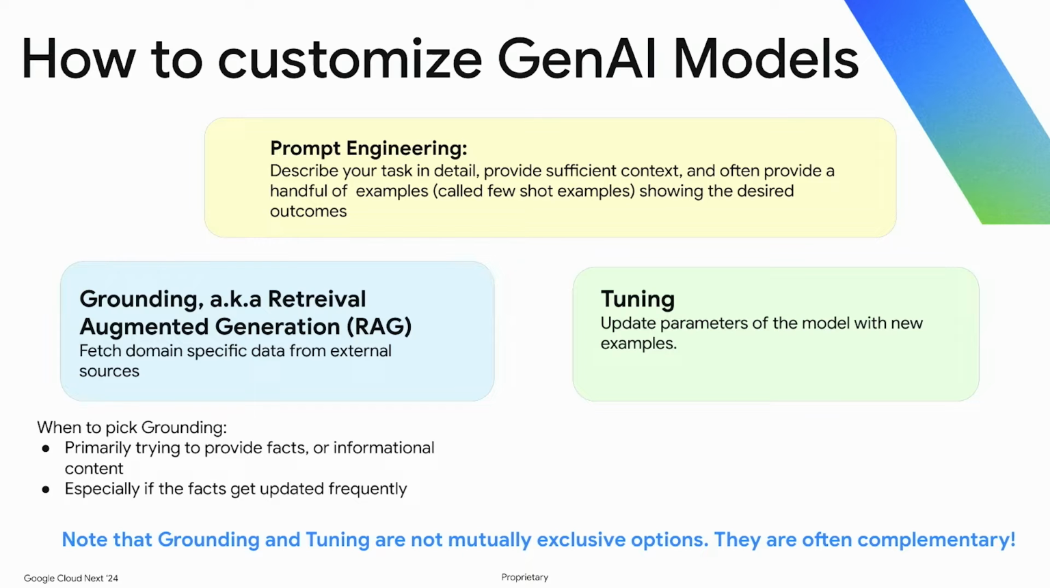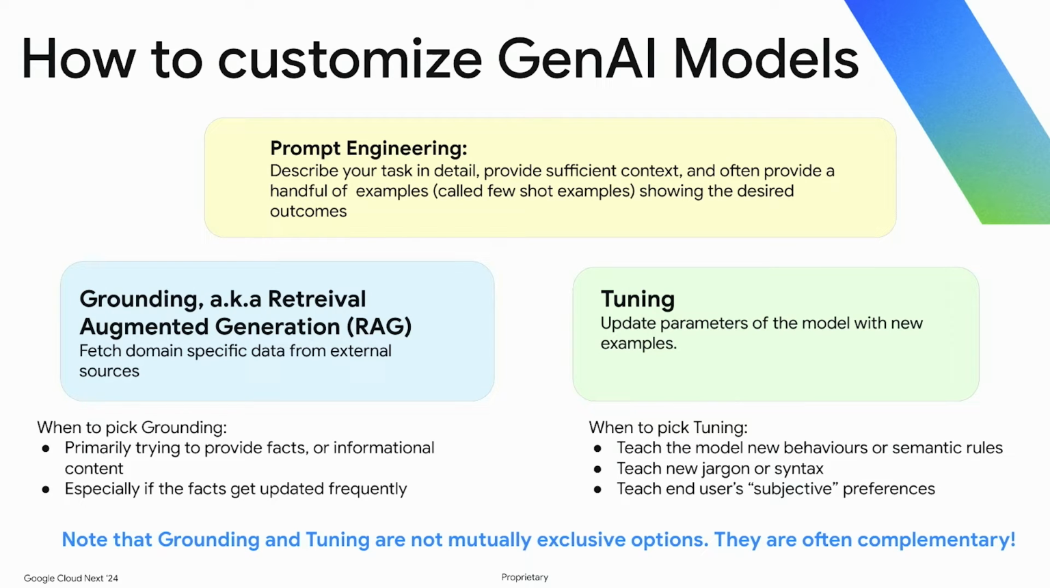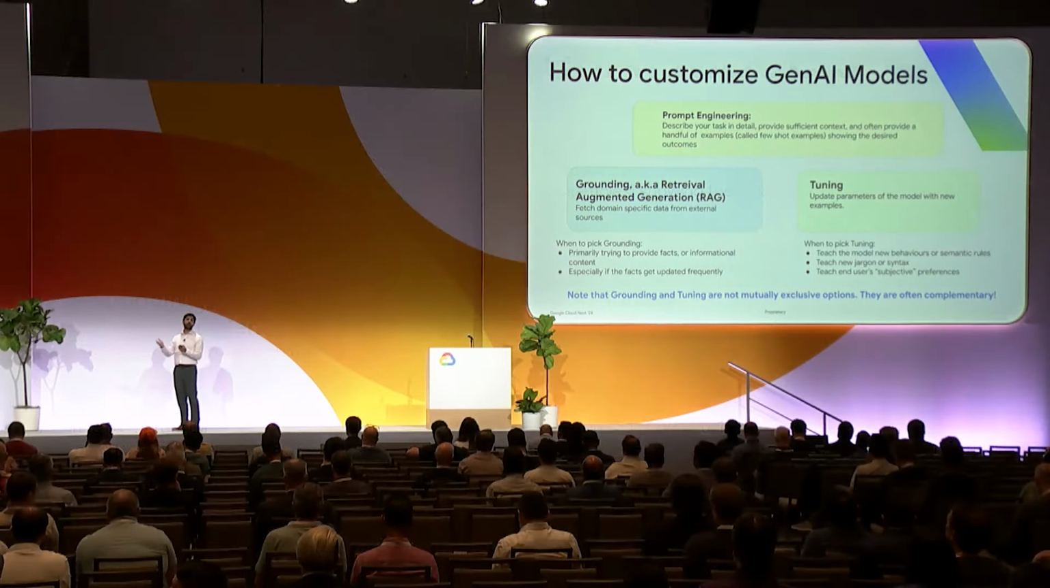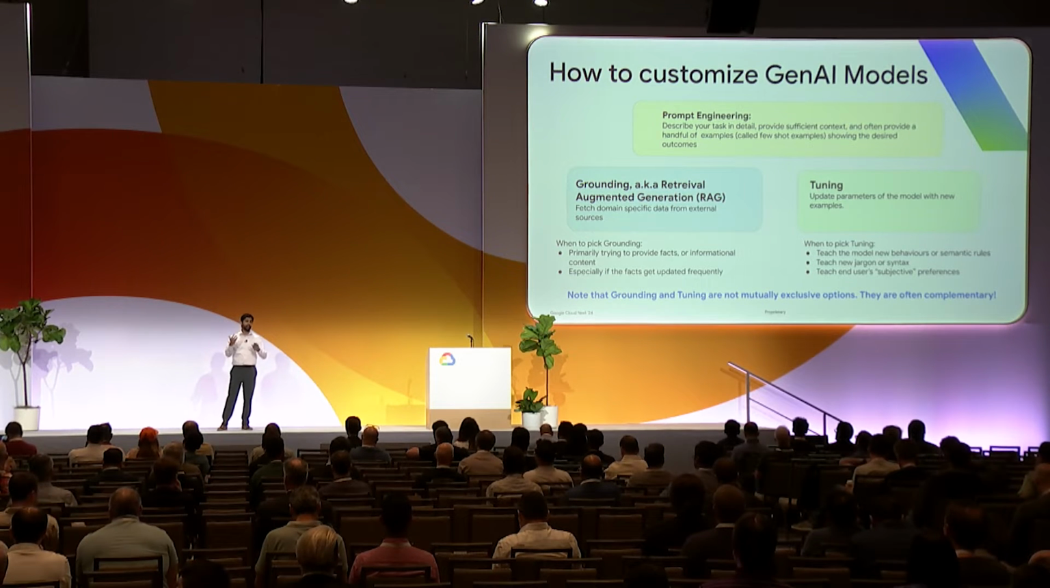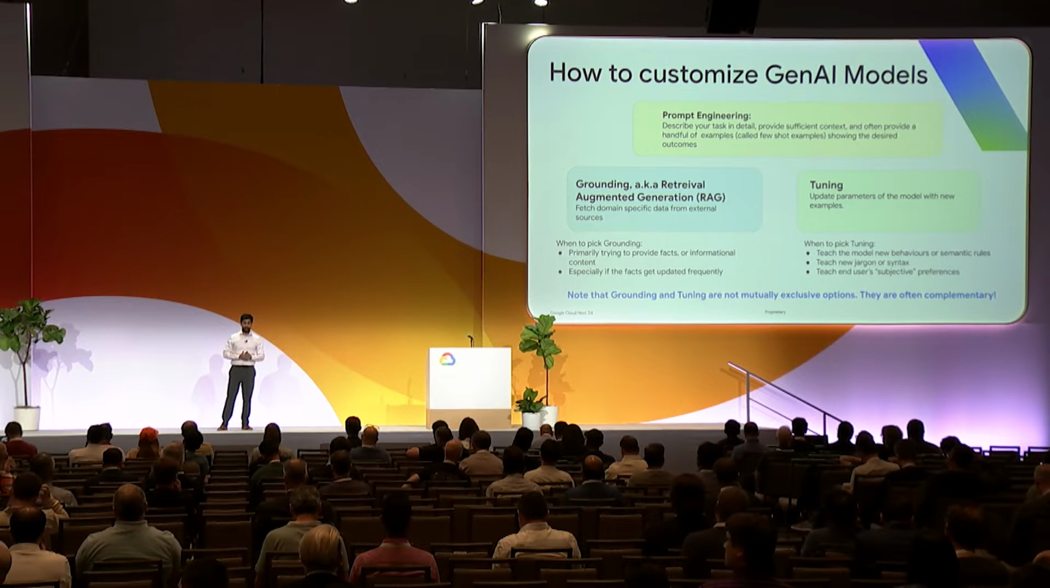Now, on the flip side, tuning is your better bet if what you're trying to do is teach the model some logic or semantic rules that are most appropriate for your application. Or perhaps you're trying to teach the model some syntax or jargon or lingo that's most relevant for your application. Or perhaps based on your use case, what you're trying to do is teach the model subjective preferences. Then in those cases, you want to go with tuning. Again, these are rules of thumb. The answer is not always very clear. It depends on the use case. But hopefully, this gives you a good idea of which option to pick when.